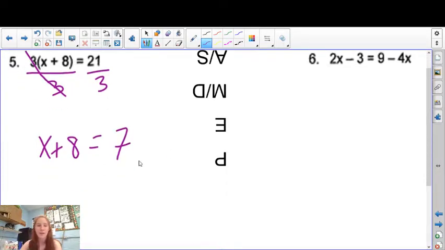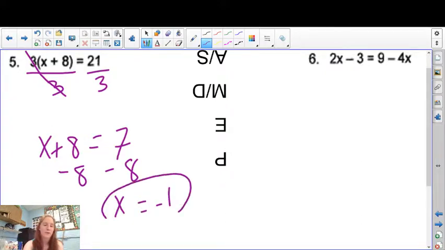Now we're going to go ahead and undo the addition that I see with subtraction. So I'm going to go ahead and subtract 8. And I'm left with x is equal to -1.